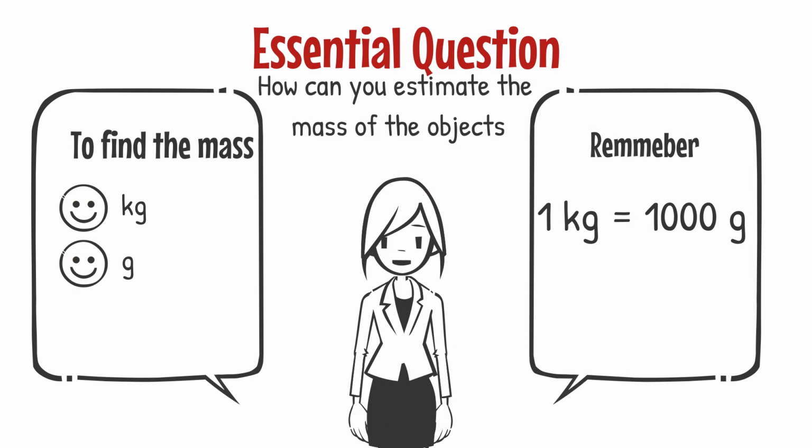Hey, great job, kids. So let's play a short game, and after we finish, you have to be able to answer this question. How can you estimate the mass of the objects? Before starting, don't forget that we use kilogram and gram to estimate the mass of the objects. We use kilogram to estimate the mass of the heavy objects, and we use gram to estimate the mass of light objects. Also remember that 1 kilogram equals 1000 gram.